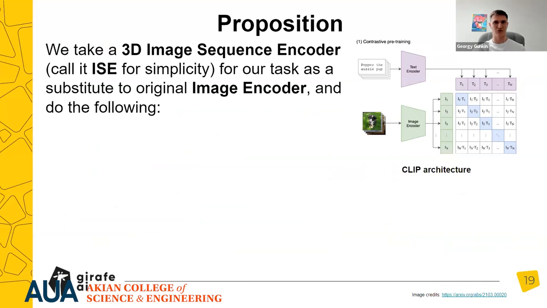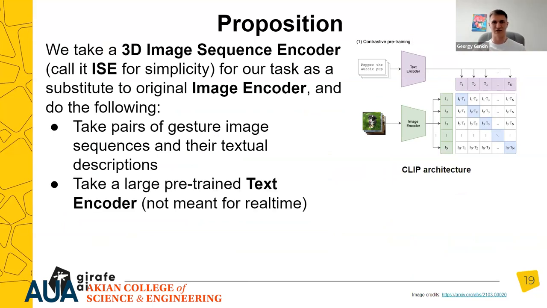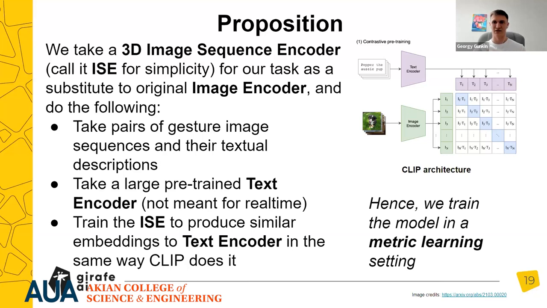So what we propose is to replace the original image encoder with a 3D image sequence encoder, because we not only have one image, but a list of images. We take pairs of gesture image sequences and their textual descriptions, and we can take a large pre-trained text encoder, which will generate the text embedding from the text, and we'll train specifically the image sequence encoder to produce embeddings similar to the text encoder, in the same way CLIP does it. So we'll replace the original classification task with a metric learning setting.